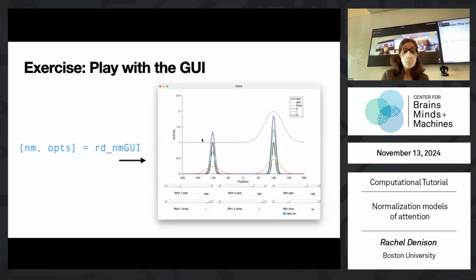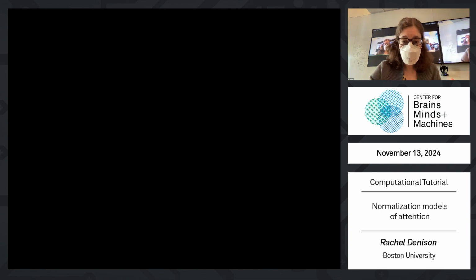Okay, so once you open this thing, what you'll see is there's these little sliders, which control the positions of the stimuli. Let me stop sharing this, and I'm going to start sharing Matlab just so we can do this a little bit together, and I'll take you through what the components of this model are and what we're looking at.